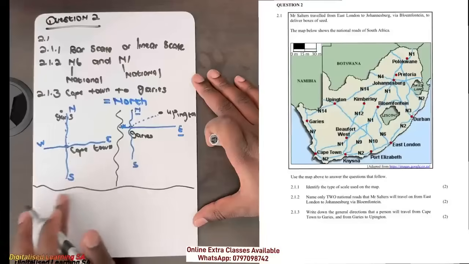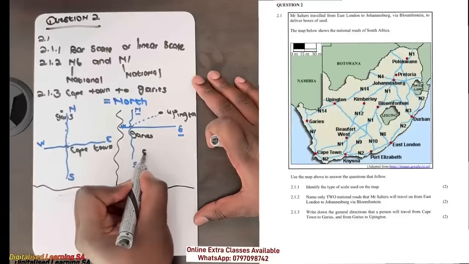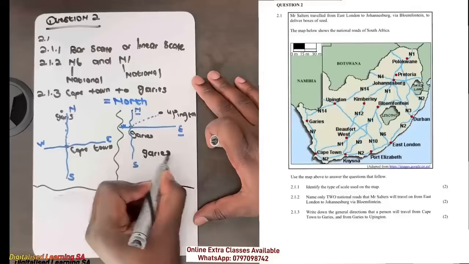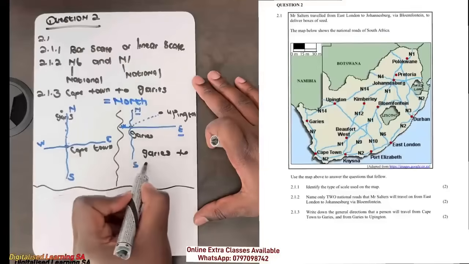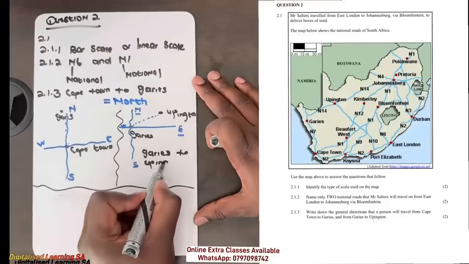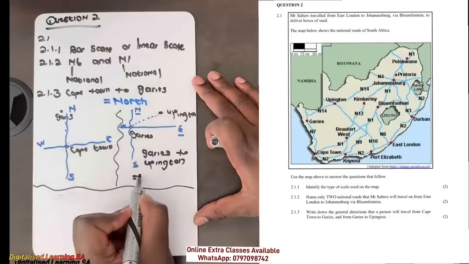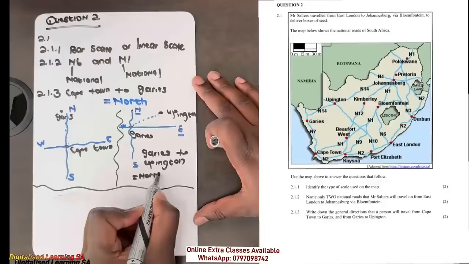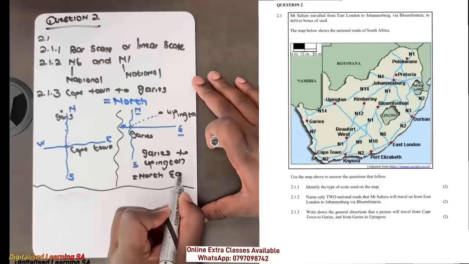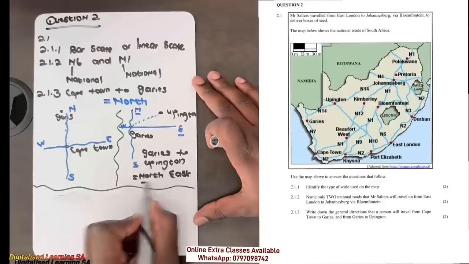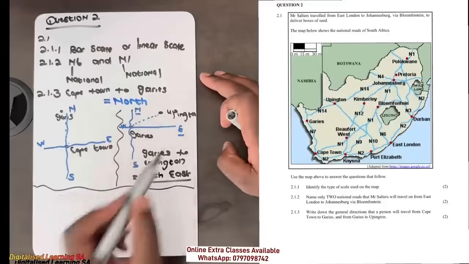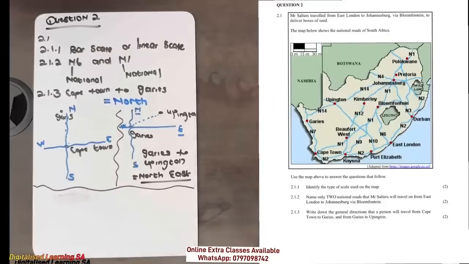Let's not write it here. So we can see Garris to Abington. Our answer will be northeast. I hope that makes sense. So it's in between north and east. So now we are done with question 2.1.3, and let's move to question 2.1.4.